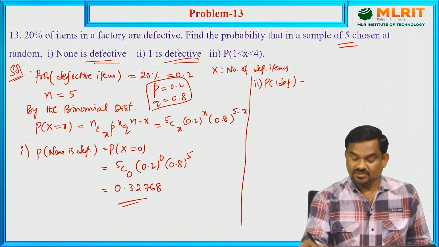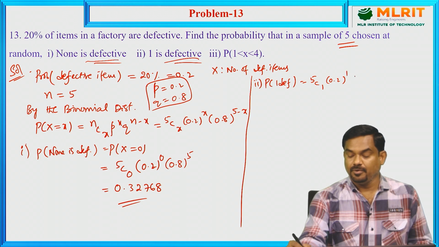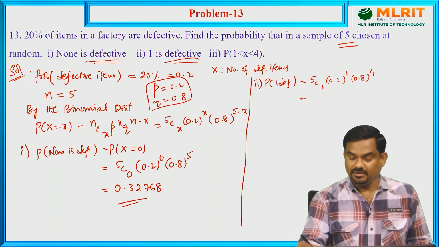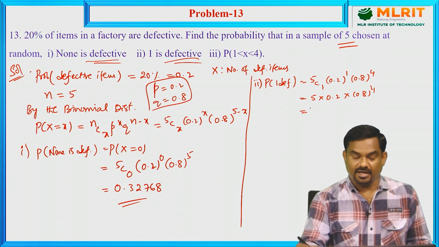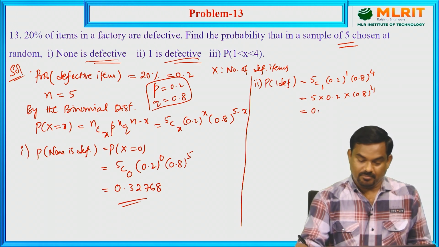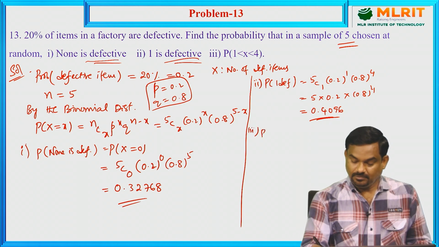And second, one defective item. Out of 5, one defective item with probability of defective item 0.2 and 0.8 power 4. So again, this is 5 into 0.2 into 0.8 power 4. After calculating, we get 0.4096.